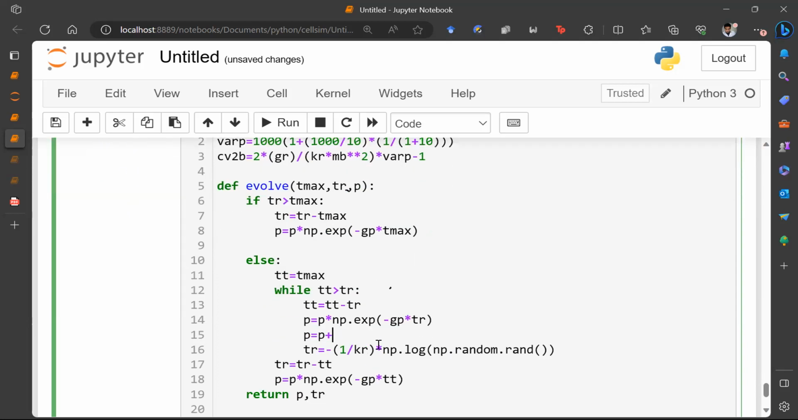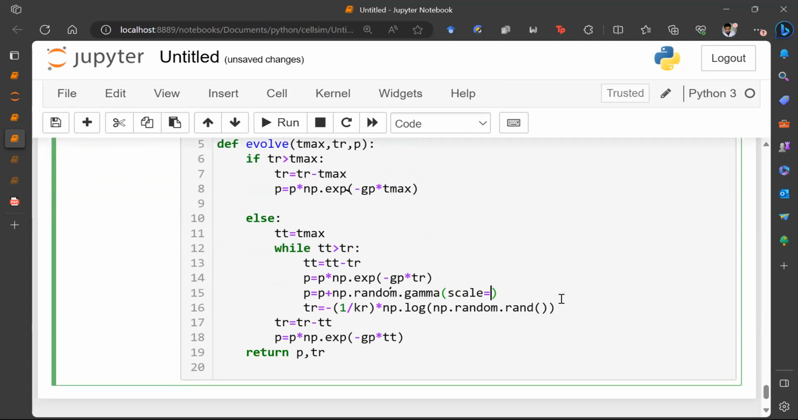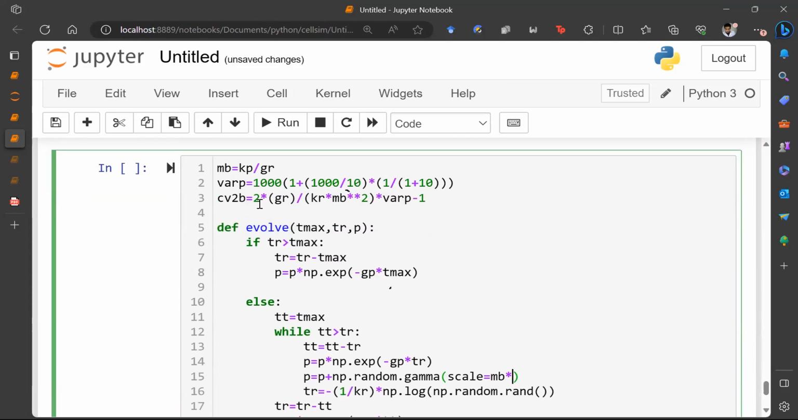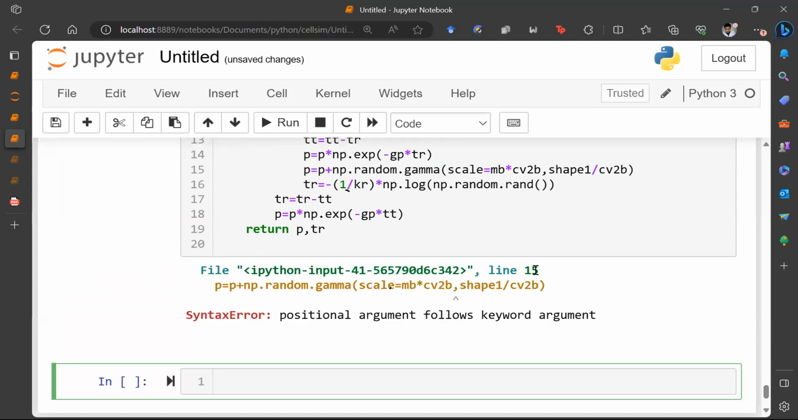Every time a burst occurs, instead of 1, I'm going to set a random gamma with a scale. Remember, the scale is going to be the mean times the CV square, and the shape is going to be 1 over the CV square.